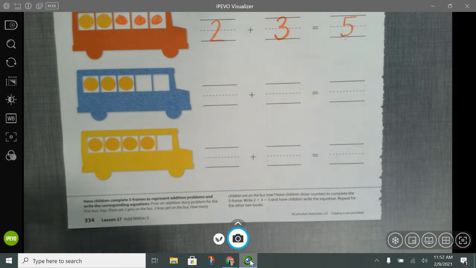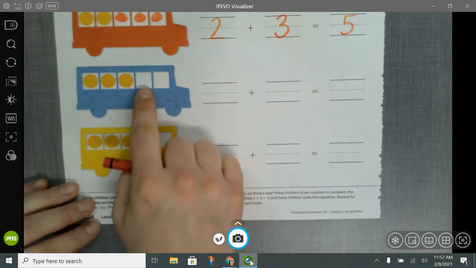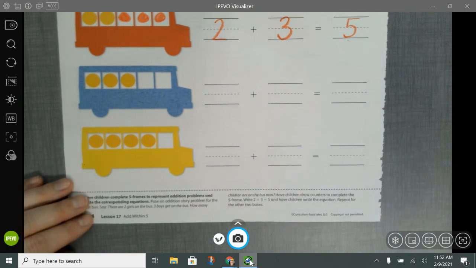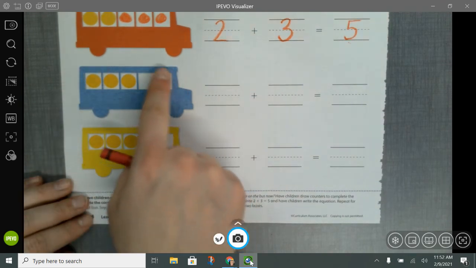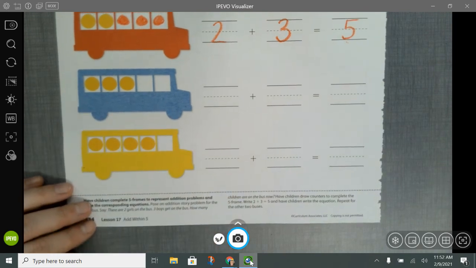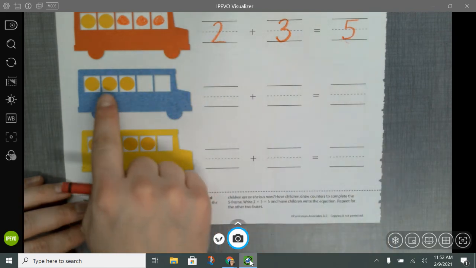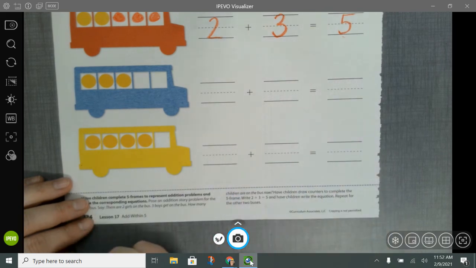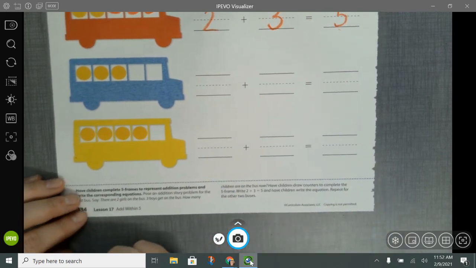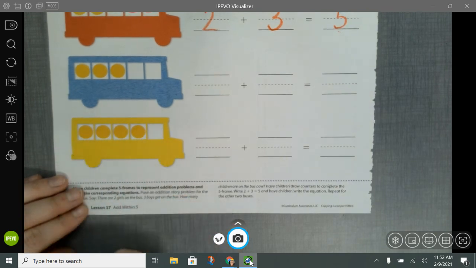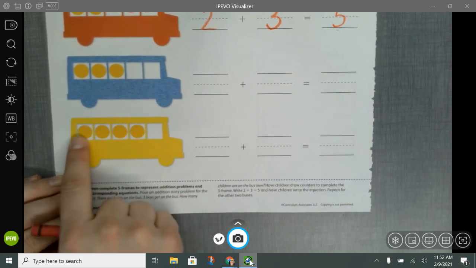Good. Now draw the boys to fill the rest of the bus. Good. So then if you filled it, how many total? Good. So you want to match those numbers there, just like we did up here. Use your picture to write the math equation. Press pause if you need to. Good. Okay. Last one. How many girls are on the bus?